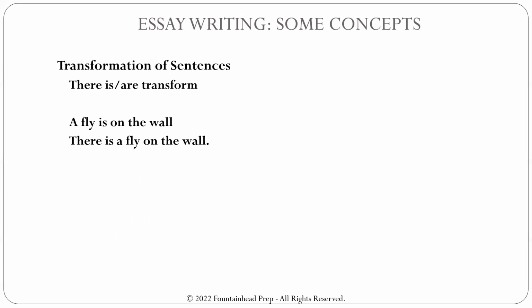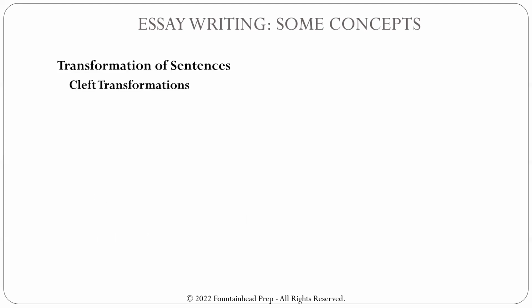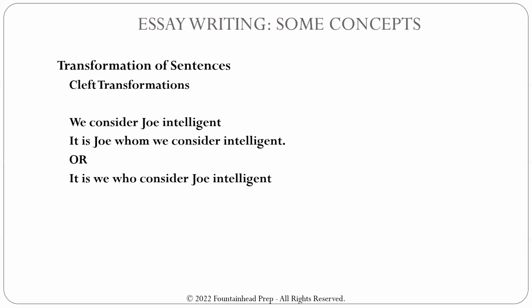Now, other forms of transformation in a sentence. A fly is on the wall, there is a fly on the wall. We consider Joe intelligent, it is Joe whom we consider intelligent. So these are all different sentence formations. I'm basically trying to tell you that don't write the same type of sentences in the same order. Do variation in sentences.